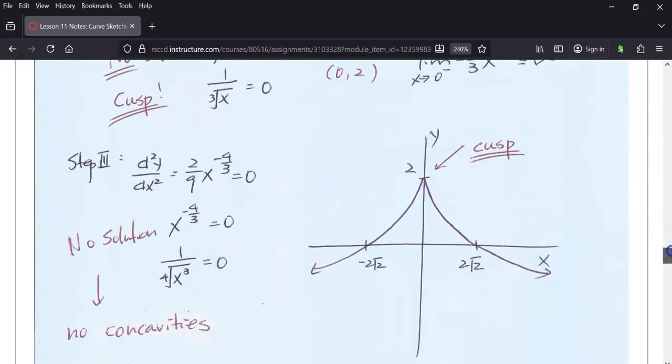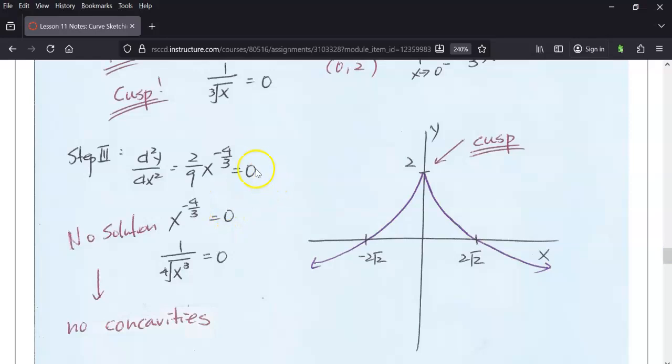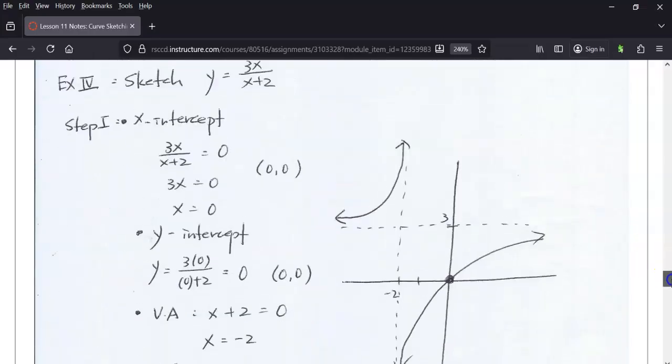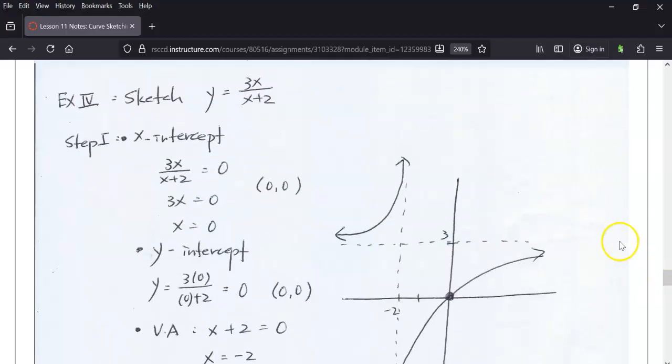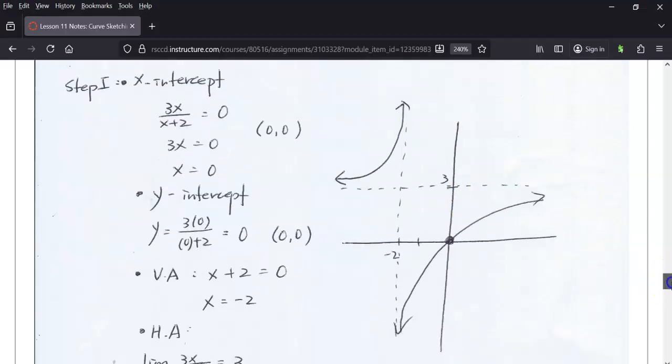And then when you try the second derivative too, you also don't see anything here, right? Because there's no concavity. There's no concave down or up in this particular graph. Then the last graph is a little bit of algebra review from pre-calculus days, where you do have x and y intercepts.